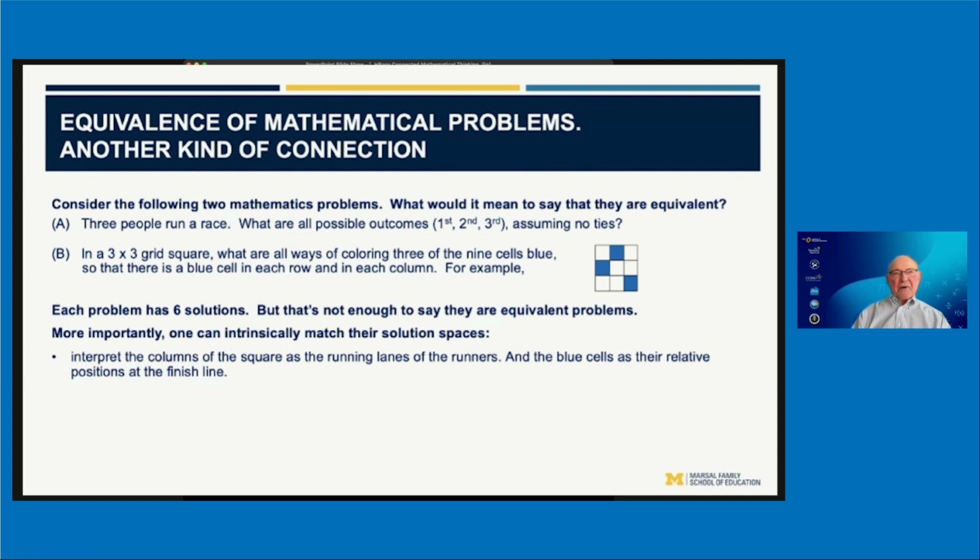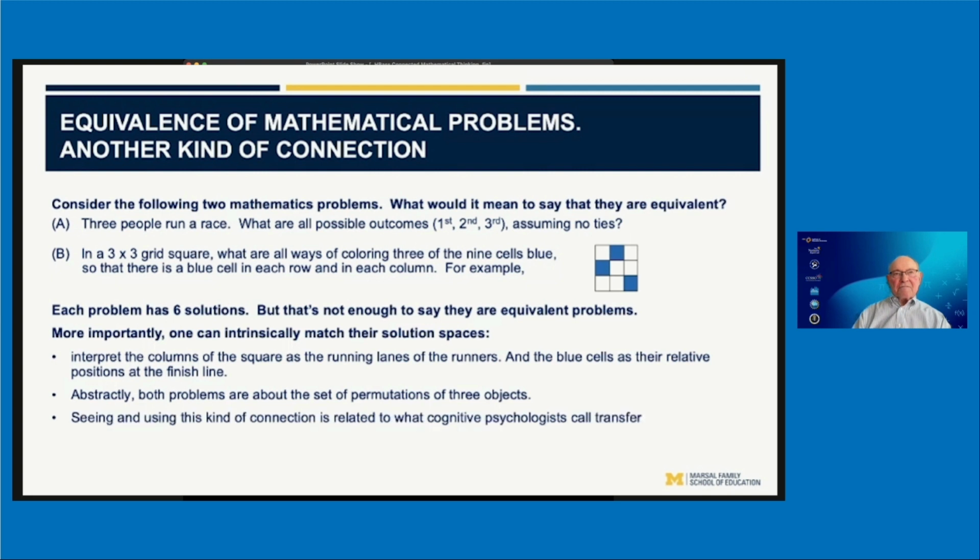So this is what I just described to you. Abstractly, we can say that both of these problems are really about the set of permutations of 3 objects. Seeing and using this kind of connection is related to what cognitive psychologists call transfer, and something I'll say a little more about later.